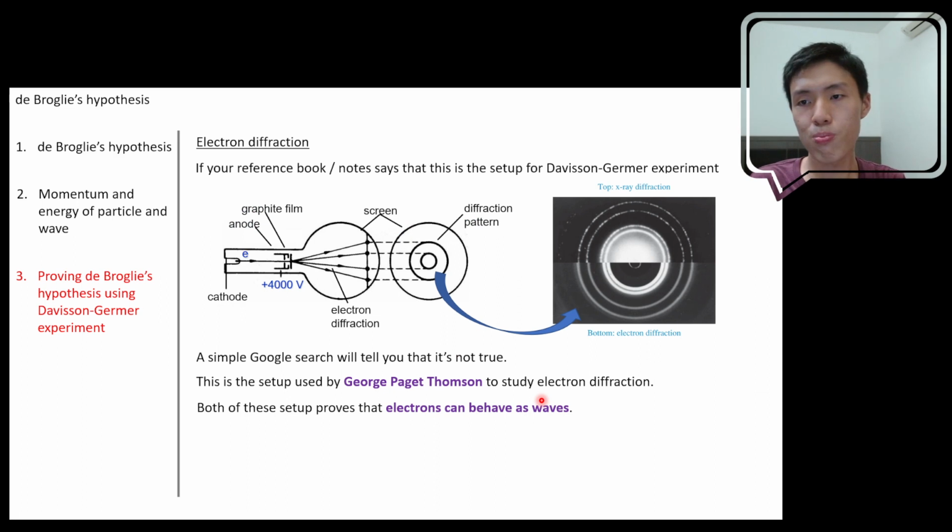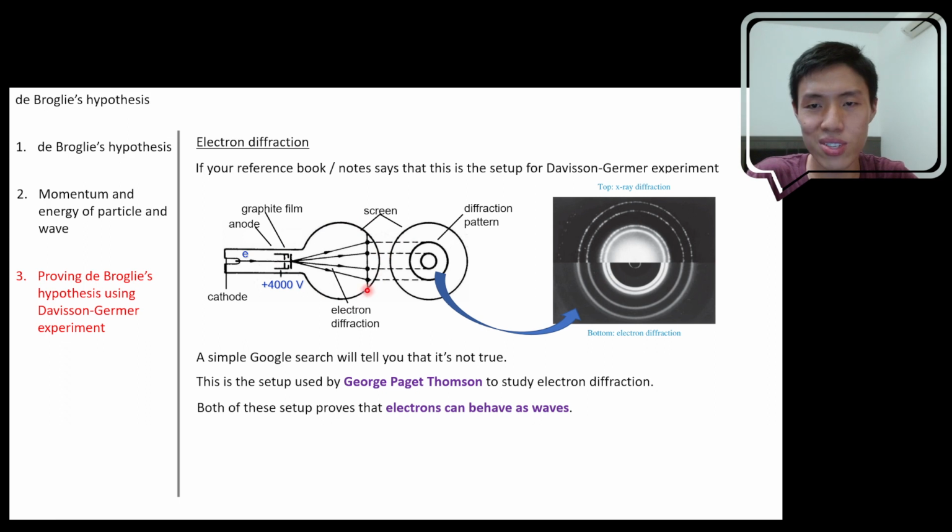Before you move on, I'd like to point out something. If you study this particular chapter in your local reference book, you will find that many reference books refer to this particular setup as the Davisson-Germer experiment. They say this is the Davisson-Germer experiment, then they show this particular setup. And I believe you can see that in the Davisson-Germer experiment that we explained just now, there's no bulb in it.